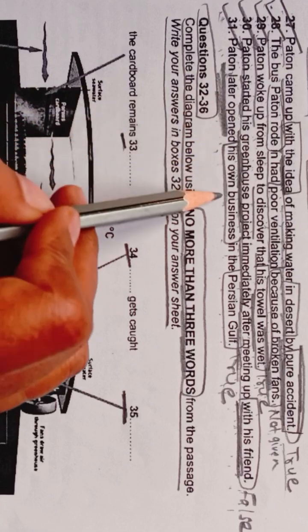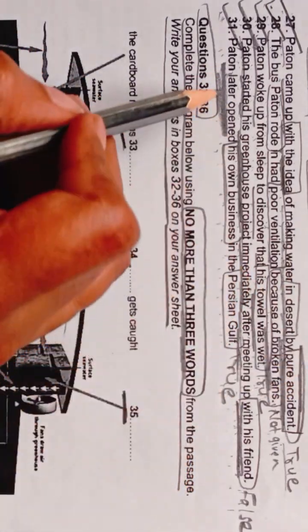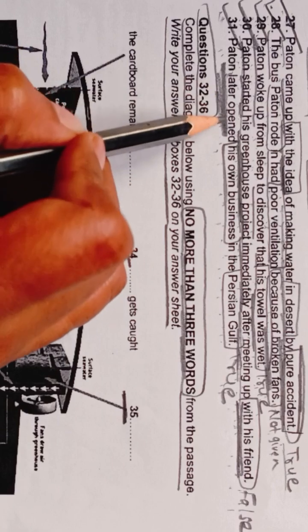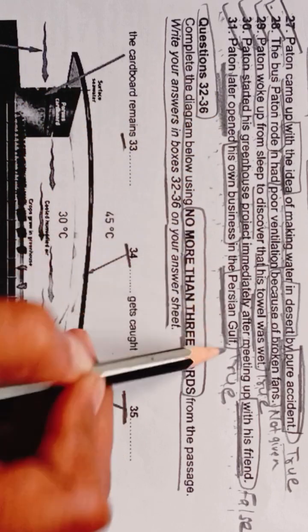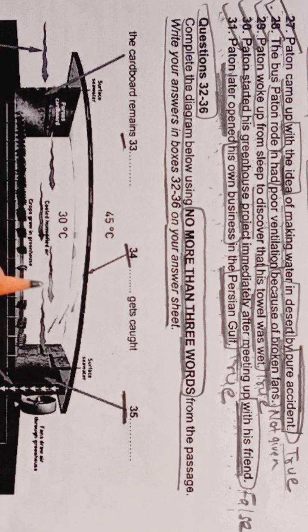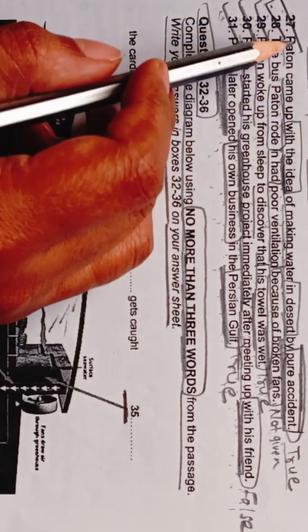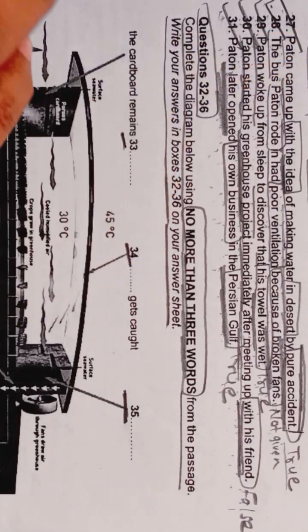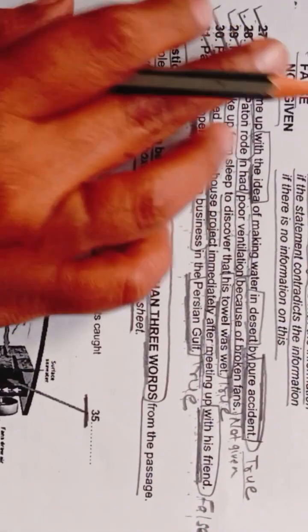Patton later opened his own business in the Persian Gulf. Later opened means after 10 years. It had taken 10 years to open his own business in the Persian Gulf. I hope you have understood this. So with this we have found all of our answers of true, false, not given.